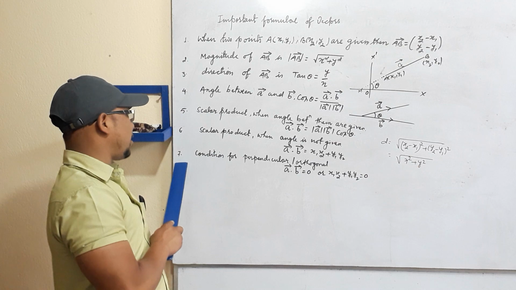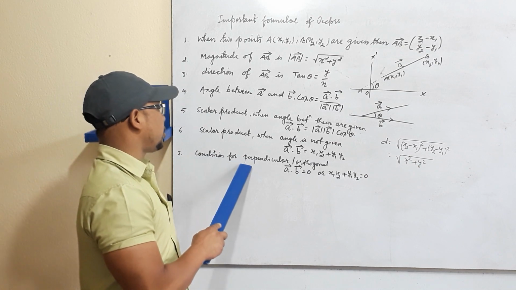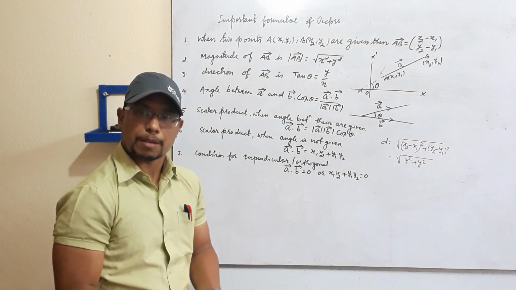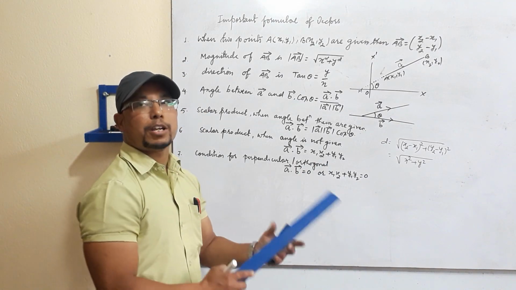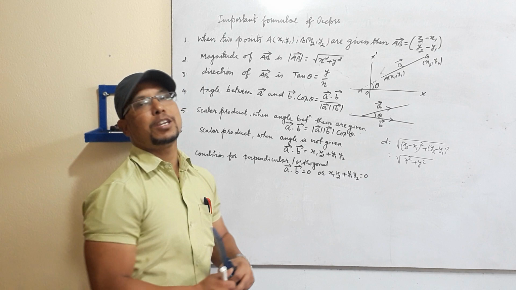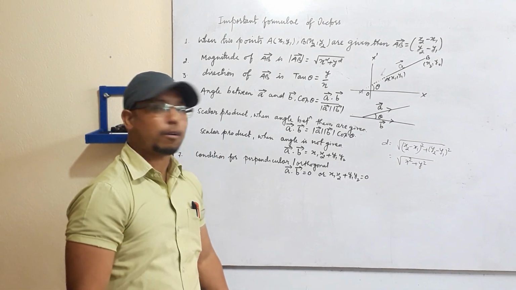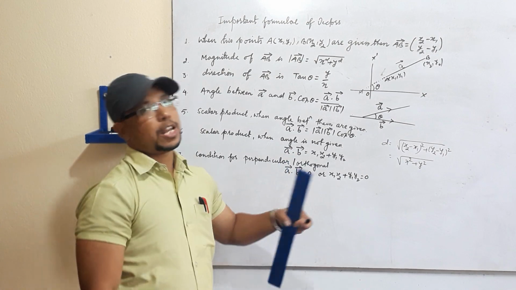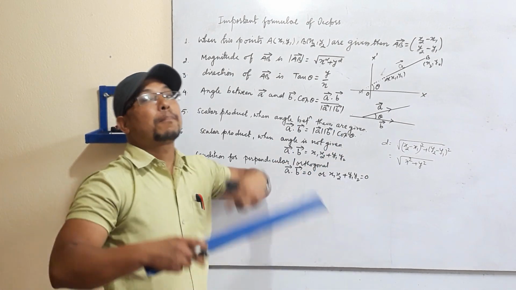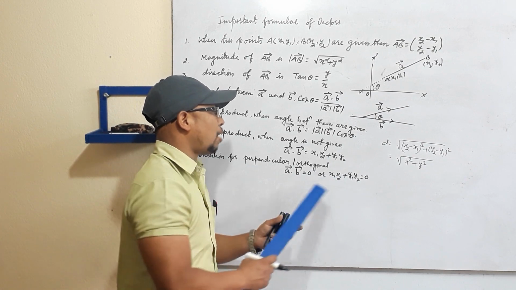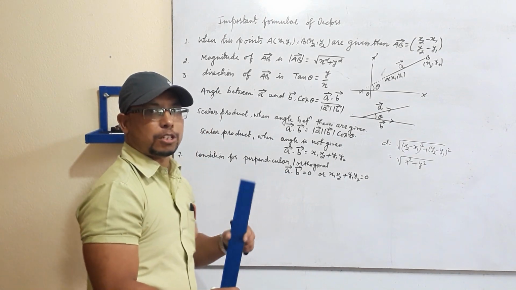And number 7, the condition for perpendicular, or orthogonal, which is the same. The condition for perpendicular is A dot B equals 0, because when the dot product of two vectors is 0, they are always perpendicular. So if they are perpendicular, their dot product is 0, or x1 x2 plus y1 y2 equals 0.